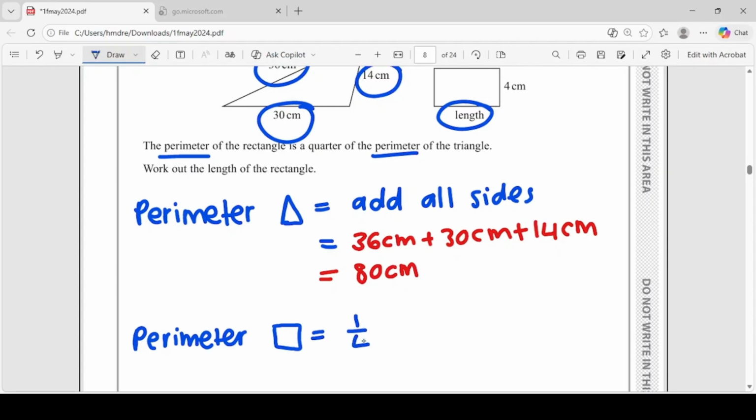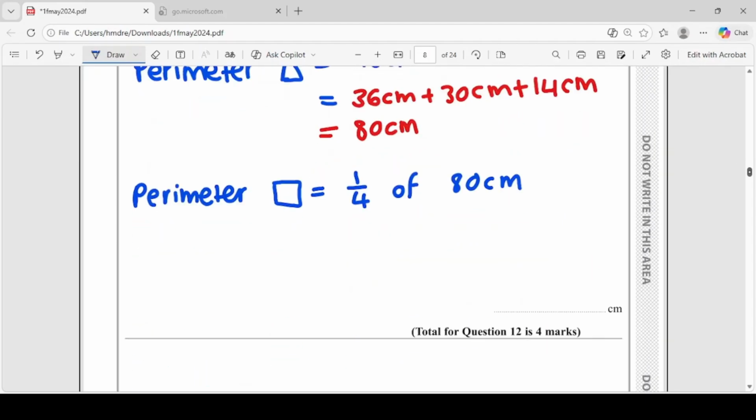And so it's a quarter of 80 centimeters. How do we work out a quarter? A quarter, we just divide by 4. So it's going to be 80 centimeters divided by 4, which is 80 divided by 4, or 8 divided by 4 is 2. 80 divided by 4 is 20 centimeters. So that is the perimeter of our rectangle.